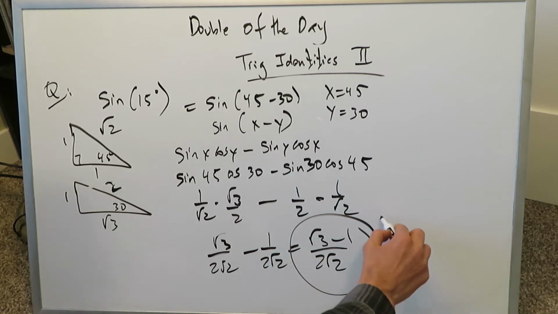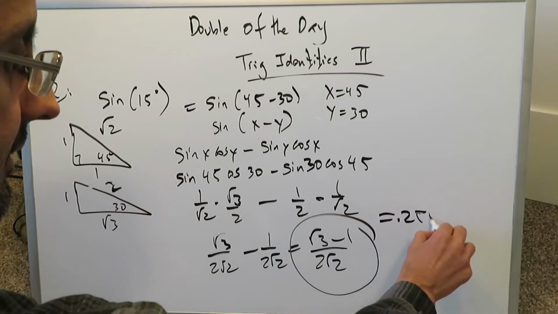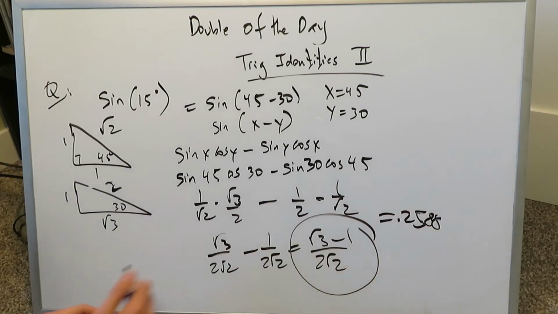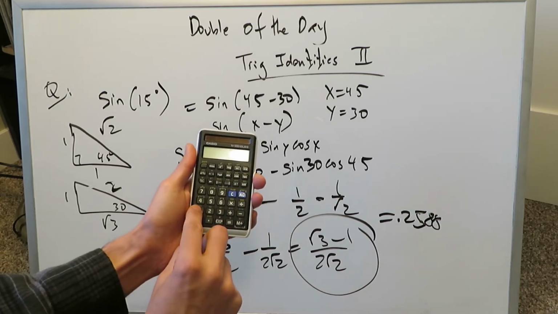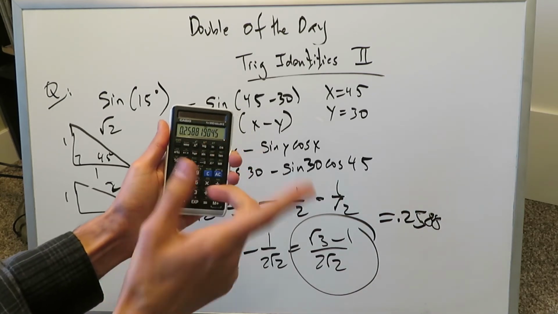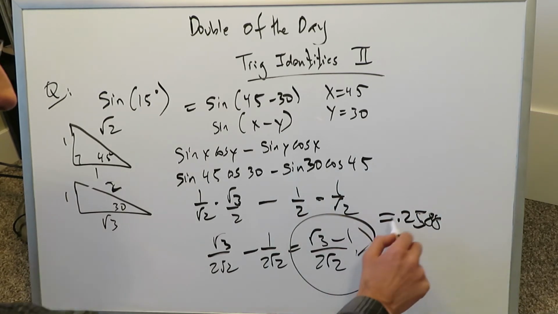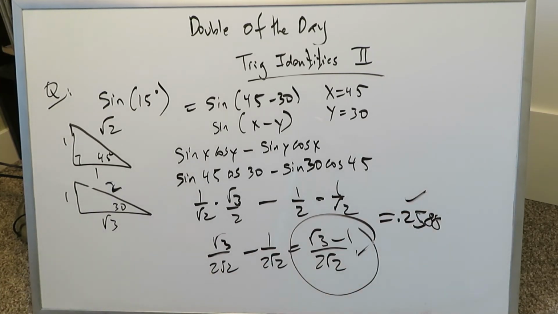My decimal answer yields me a value 0.2588. And now what we can do is check this, 0.2588. All we have to do is do 15 degrees and we'll sine it and we'll get 0.2588, and we know this answer here is good. Let's look at one more question and then we'll close this video with that.